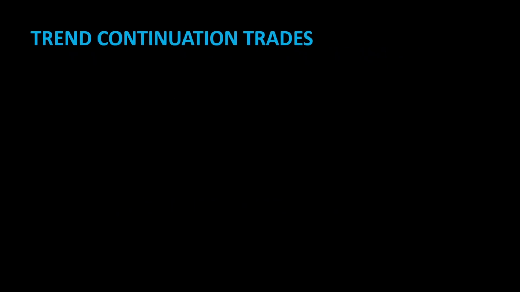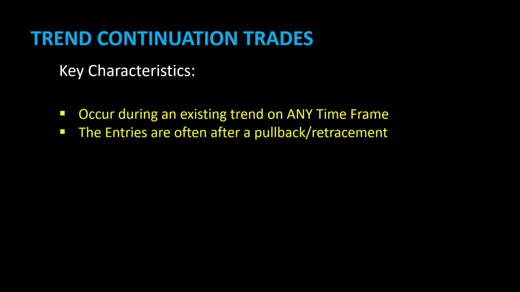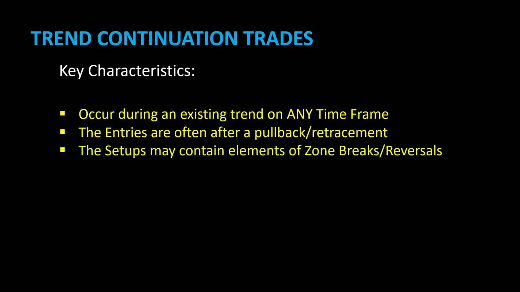The trend continuation trade really has a few key characteristics that are important to understand first, and they are these. First of all, as the name would suggest, the trend continuation setup occurs during an existing trend on any time frame, and I'll show you some practical examples of that so you'll know what I mean by any time frame. The entries on TCON trades, or trend continuation trades, are often after a pullback or a retracement in that existing trend. The setups may contain elements of zone breaks and zone reversals, and you will see some familiar things there.